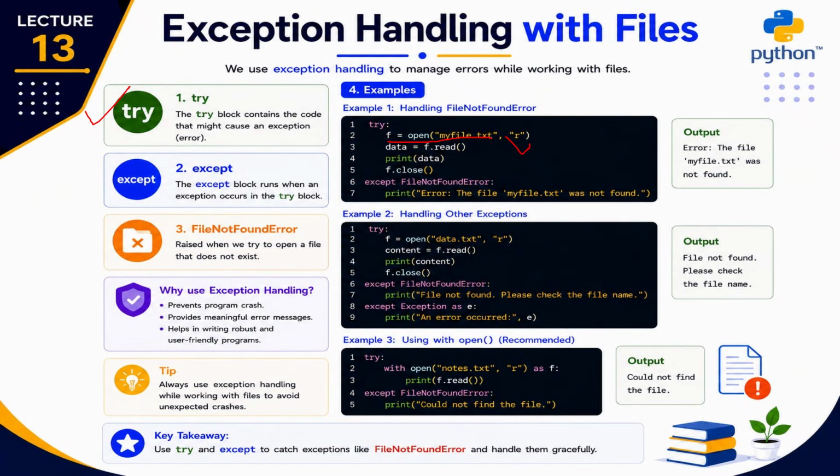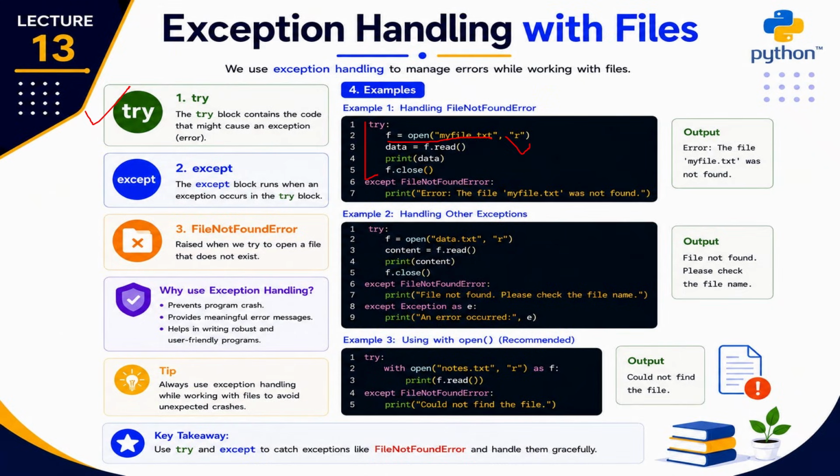So now the next is the except block. The except block runs when an exception occurs inside the try block. For example, assume this block does not run, an exception occurs. So instead of crashing the program, Python executes the except block and displays the proper error message.